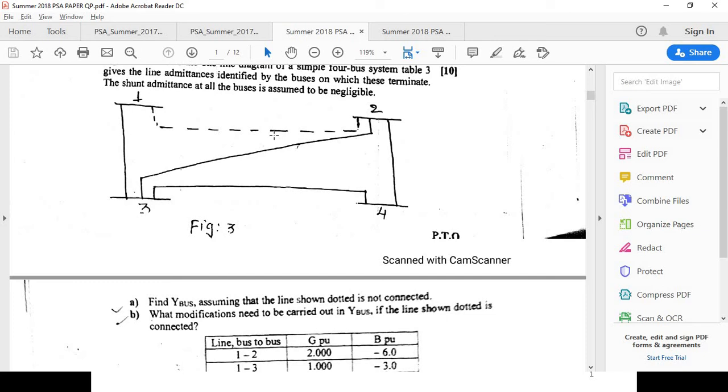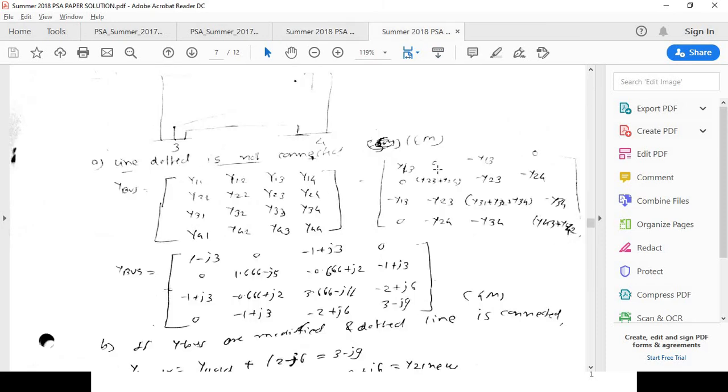Now, how is the off-diagonal element calculated? It is the negative sum of all the admittances which are connected between those buses. For example, Y12 is nothing but the negative sum of all the admittances connected between bus number 1 and bus number 2. So in the first case, the connection between bus number 1 and 2 is absent, and hence Y12 is 0.